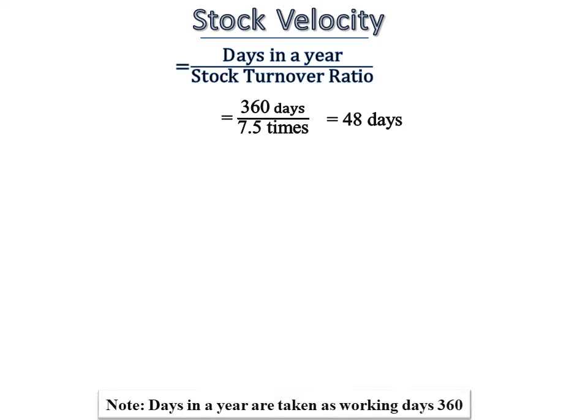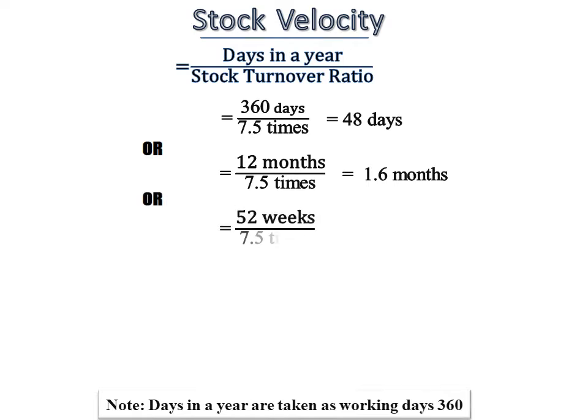Now, we can also calculate it in months or weeks as per our requirement by taking the number of months or number of weeks in the numerator instead of the number of days. Therefore, stock velocity in months is equal to 12 months divided by 7.5 times. This comes to 1.6 months, and in weeks it is 52 weeks divided by 7.5 times. This comes to 6.93, that is approximately 7 weeks. This means stock takes 48 days or 1.6 months or 7 weeks to get converted into sales.